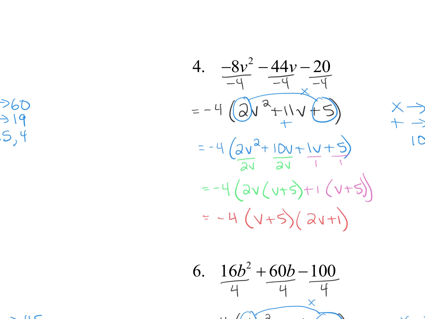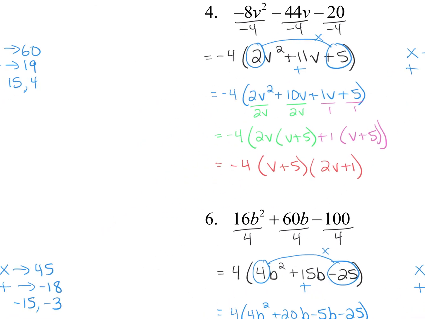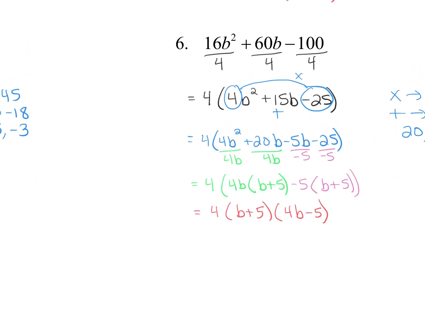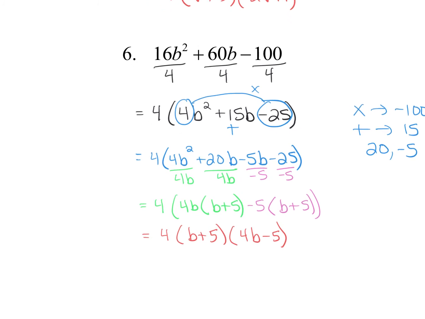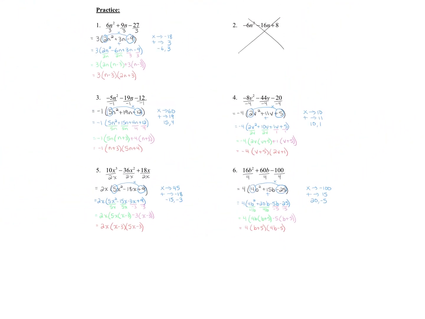The answer to number 4 is -4 times v plus 5 times 2v minus 1. The answer to 5 is 2x times x minus 3 times 5x minus 3. And the answer to number 6 is 4 times b plus 5 times 4b minus 5. And that is factoring tricky trinomials.